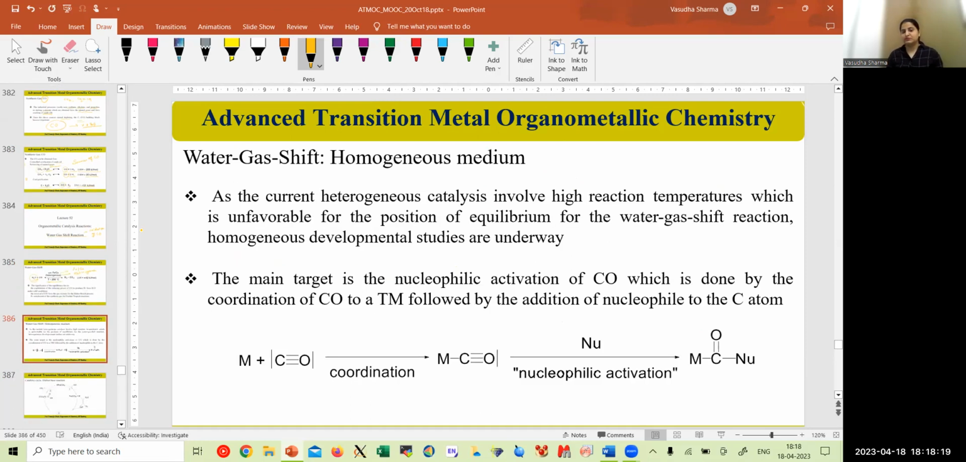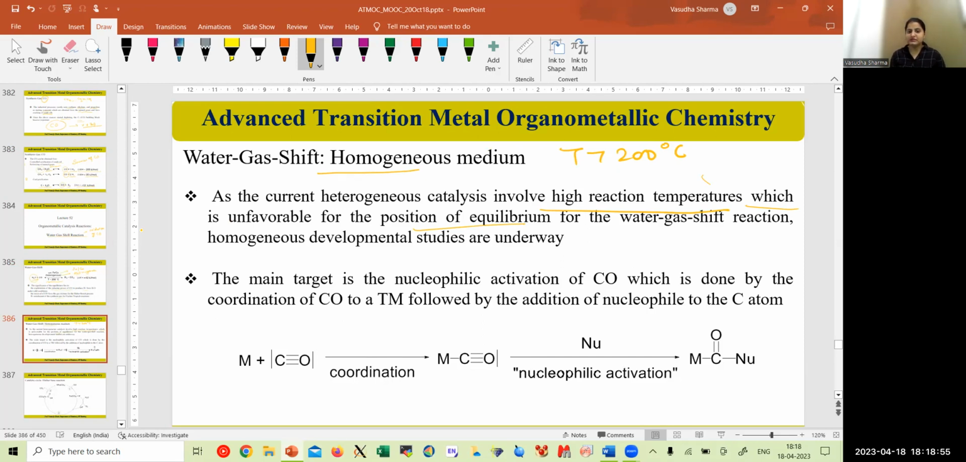What we saw is that the water gas shift reaction was occurring in a heterogeneous medium, but now we are talking about the homogeneous one. The current heterogeneous catalysis involves high reaction temperatures, as we saw that T was greater than 200 degrees, which can affect the equilibrium. Equilibrium is never favorable when the temperatures are very high, and it can also affect the stability and longevity of your catalyst. So that is what has been written over here, which is unfavorable for the position of equilibrium for the water gas shift reaction. Therefore, more development is now happening in homogeneous catalysis.